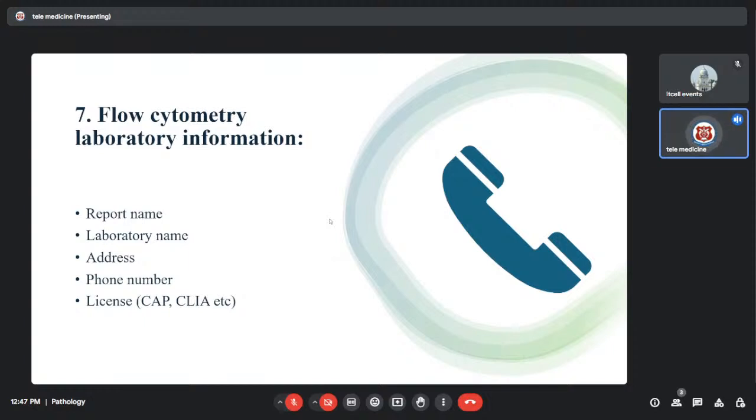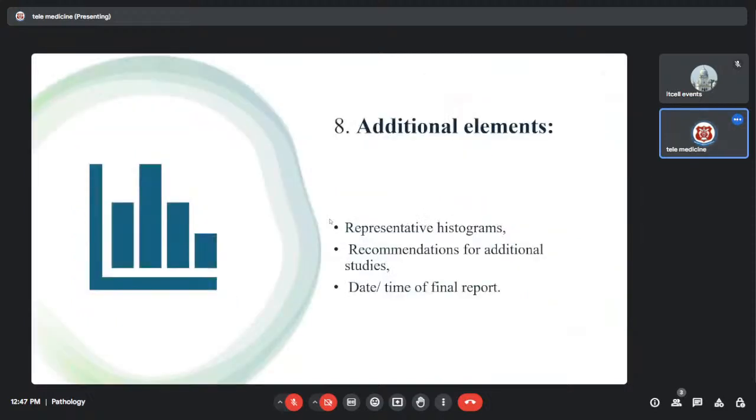Information about your lab on the report: laboratory name, address, phone number, any licensing from CAP or CLIA. Additional elements, you can provide representative histograms, as many private labs do provide histograms. Recommendations for additional tests, and date and time of your final report.